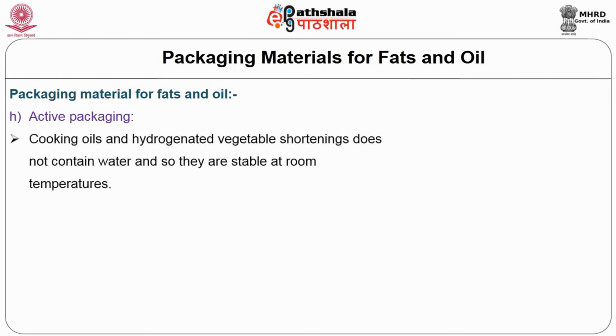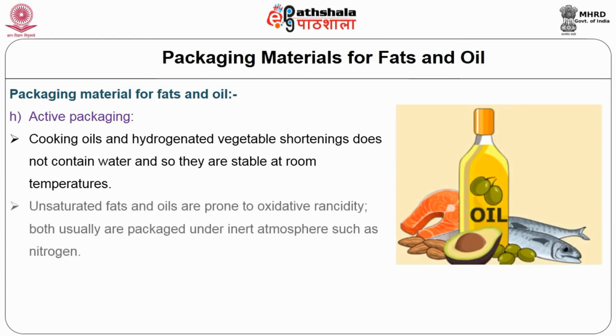Cooking oils and hydrogenated vegetable shortenings do not contain water, and so they are stable at room temperature. Unsaturated fats and oils are prone to oxidative rancidity, so they are usually packaged under an inert atmosphere such as nitrogen.